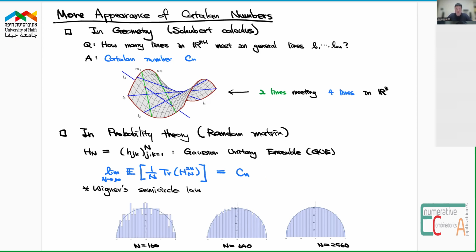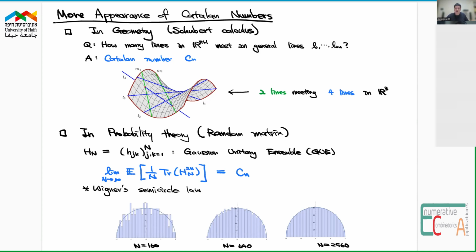So these appearances of the Catalan number, both in geometry and probability theory, are not just a fun fact. They indicate that there might be a combinatorial structure hidden behind them. And as combinatorialists, we can study those hidden combinatorial structures and contribute to the original fields.